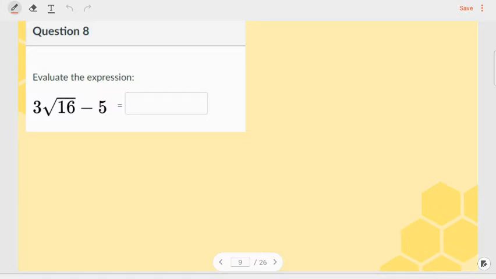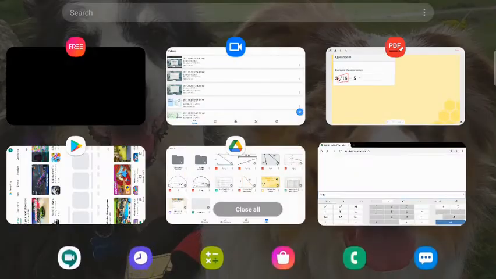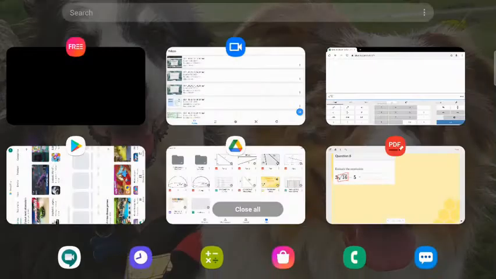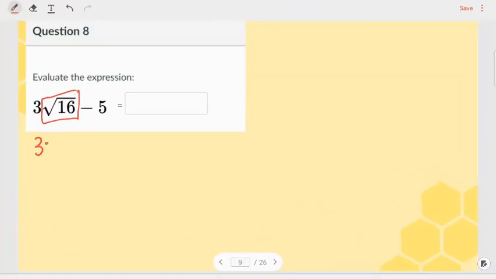Evaluating an expression. Now, if I'm evaluating this expression, I'm going to, remember, follow order of operations. It's PEMDAS, but I'm going to deal with exponents and radicals at the same time. There's no parentheses, so I'm going to first simplify the square root of 16. Square root of 16 is 4. So 3, that's multiplication, times 4 minus 5, and simplify that. 3 times 4 is 12, minus 5 is 7.